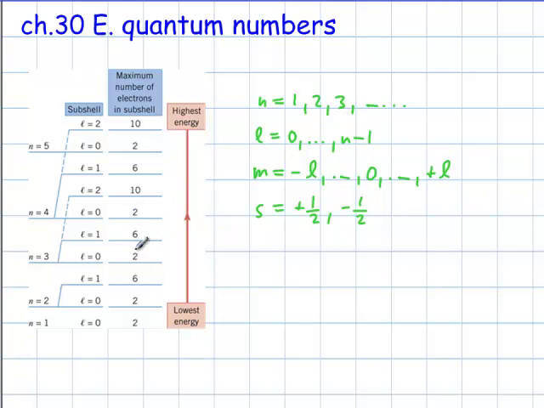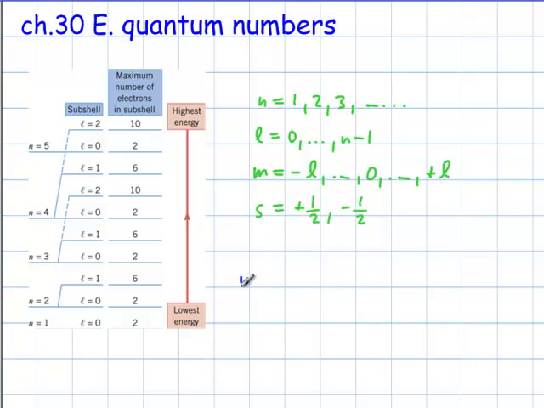And you can see that being repeated: for L equals 1, it's always 6 possibilities. For L equals 2, it's always 10 possibilities. If they had written here L equals 3, we would come up with 14 possibilities. 14 electrons could go into that subshell. Okay, in any case, I already answered the question earlier.